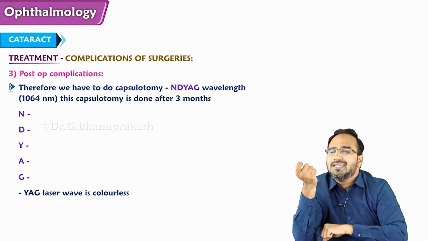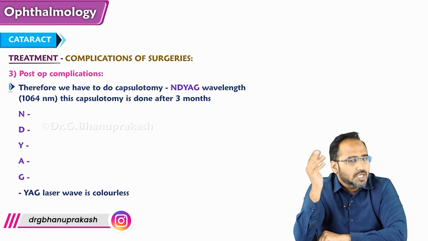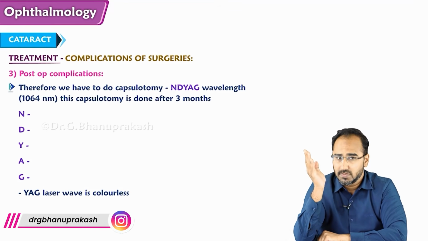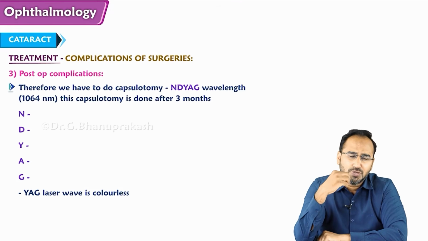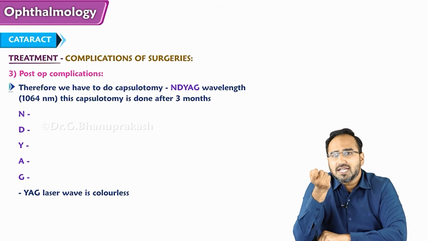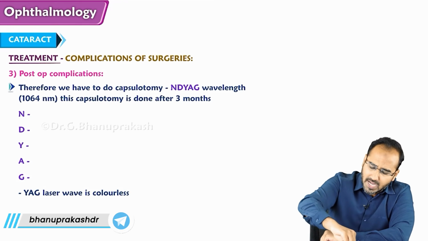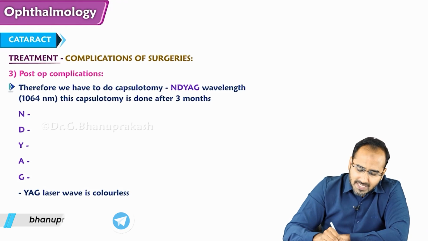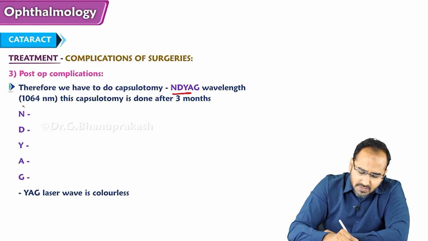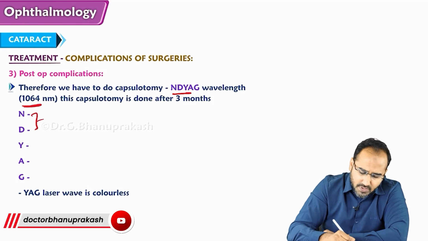Now what will you do? Now you take a laser called as Nd:YAG laser. Nd:YAG full form is Nd is neodymium, Y is yttrium, A is aluminium, G is garnet. You take this Nd:YAG laser, and with this Nd:YAG laser, remove the Elschnig pearls and Soemmering rings. That is the main management of what? After cataract. So remember, guys, we do capsulotomy with Nd:YAG laser. The wavelength of this laser is 1064 nm. Okay? In which Nd stands for what? What is Nd:YAG? Nd stands for neodymium.